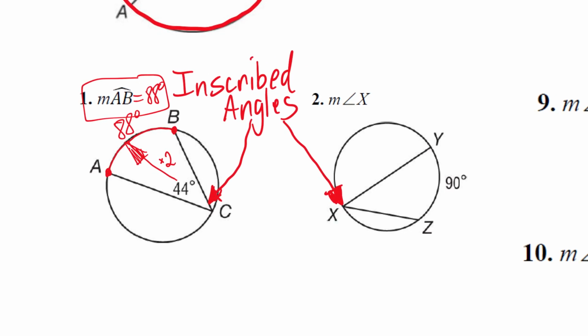And then on the second one, we're going the opposite direction. This time we're going from the arc. I know that's 90, and I'm going back to the angle. So what am I going to do when I go this direction? Divide by 2, and so what's that going to give me? 45. So it's going to give me 45.